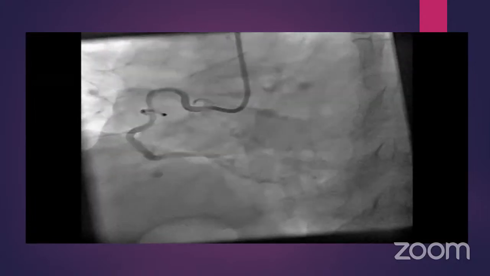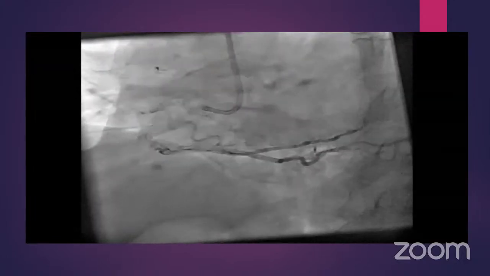Later, after advancing the guide extension catheter, the guide is deeply seated, towards the aortic wall, and we could successfully wire, pre-dilate and stent the RCA. We got a good result with TIMI 3 flow.